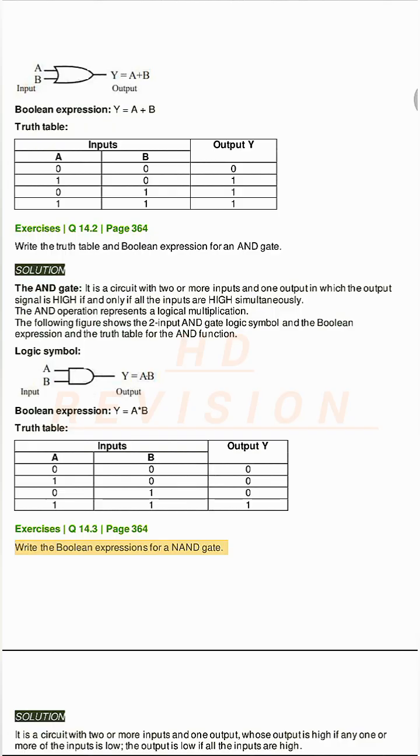Exercises Q14.3, page 364. Write the Boolean expressions for a NAND gate. Solution. It is a circuit with two or more inputs and one output, whose output is high if any one or more of the inputs is low. The output is low if all the inputs are high.